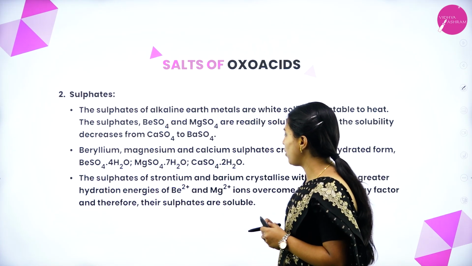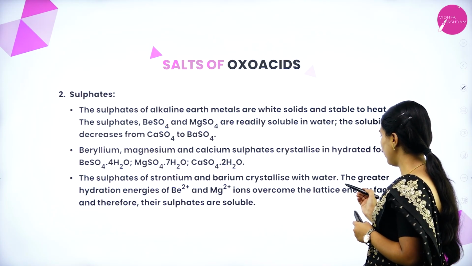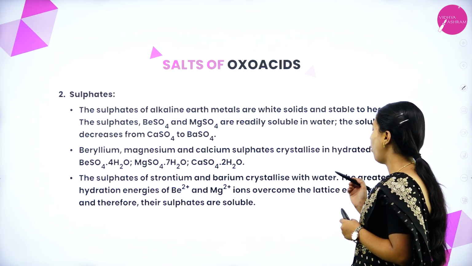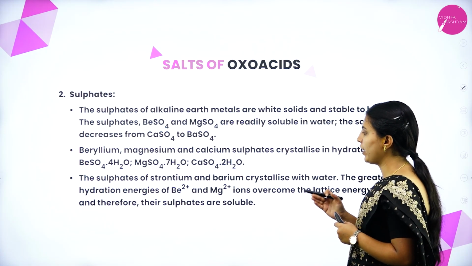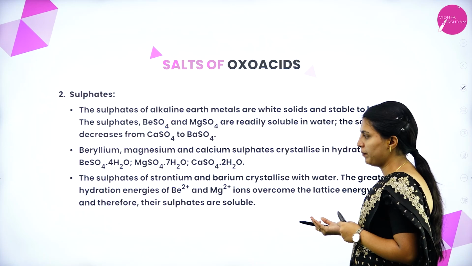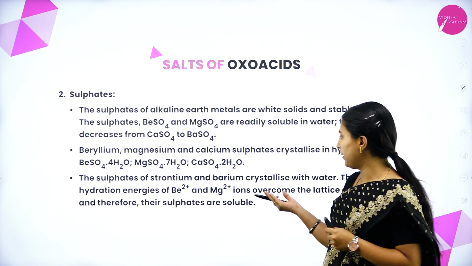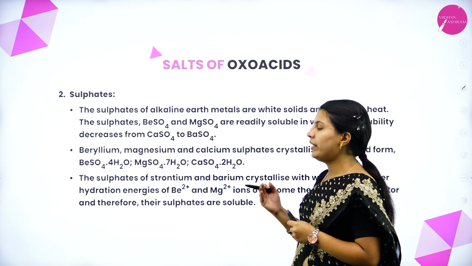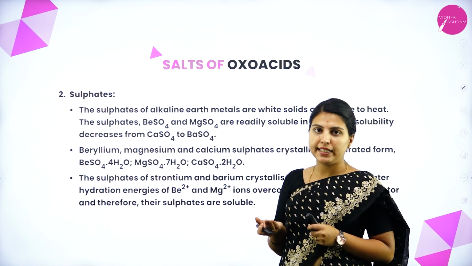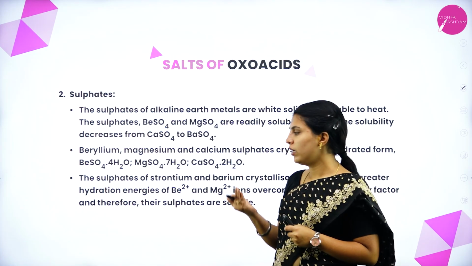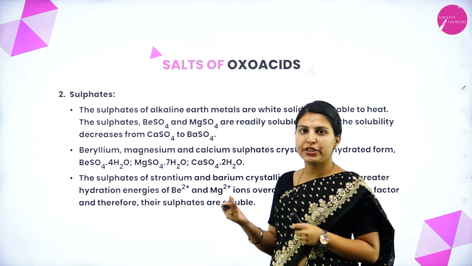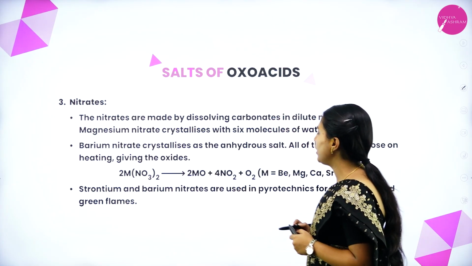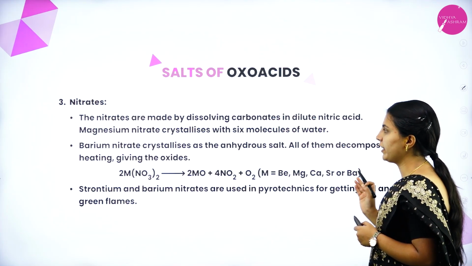The sulfates of strontium and barium crystallize without water. The greater hydration energies of beryllium and magnesium ions overcome the lattice energy factor and therefore their sulfates are soluble. It means the hydration enthalpy overcomes the lattice enthalpy. Next, nitrates. The nitrates are made by dissolving carbonates in dilute nitric acid.